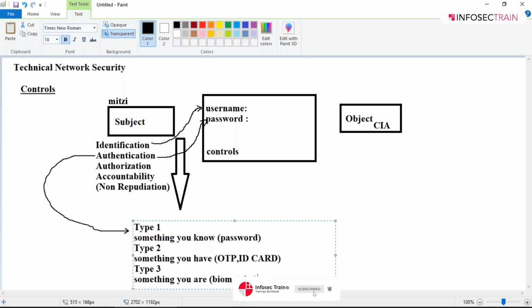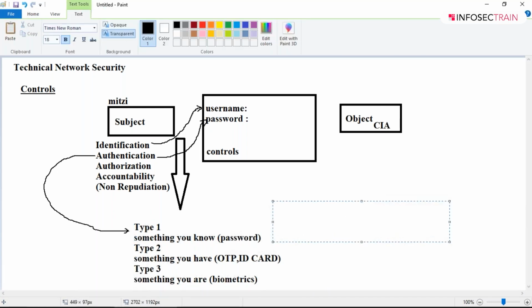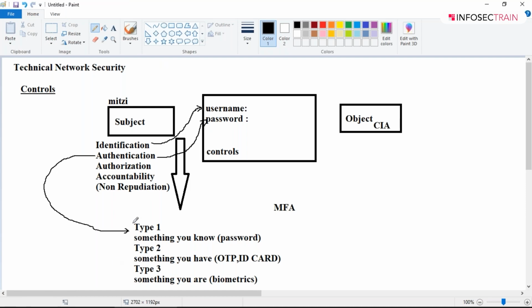If you use only one authentication factor, that's okay, but it's not recommended at all. The reason is that I can easily compromise your password, and I can easily get your username. That's why it is said that you should use MFA, multi-factor authentication. It means using more than one type of authentication factor.